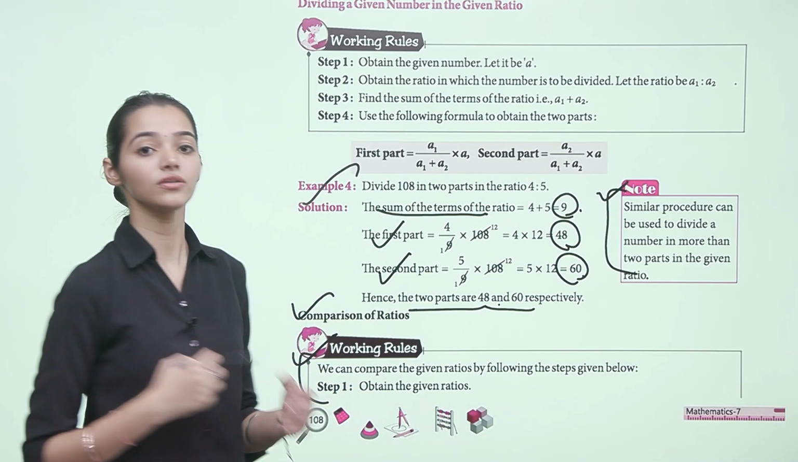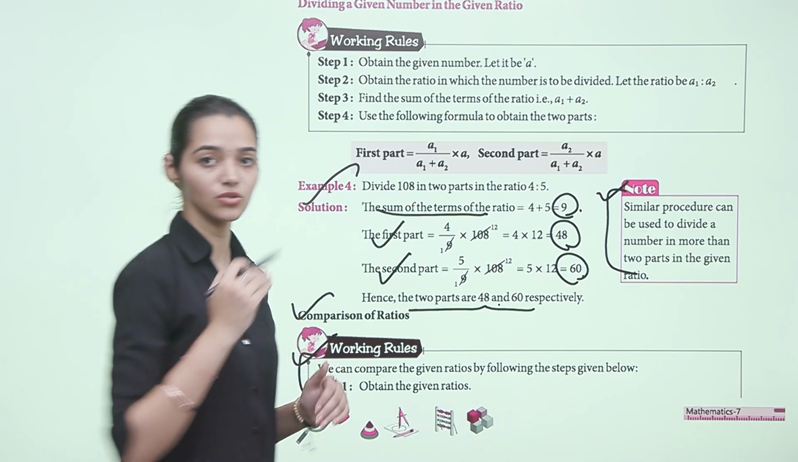The working rules are, here we can compare the given ratios, and the first step is that we will obtain the given ratios.